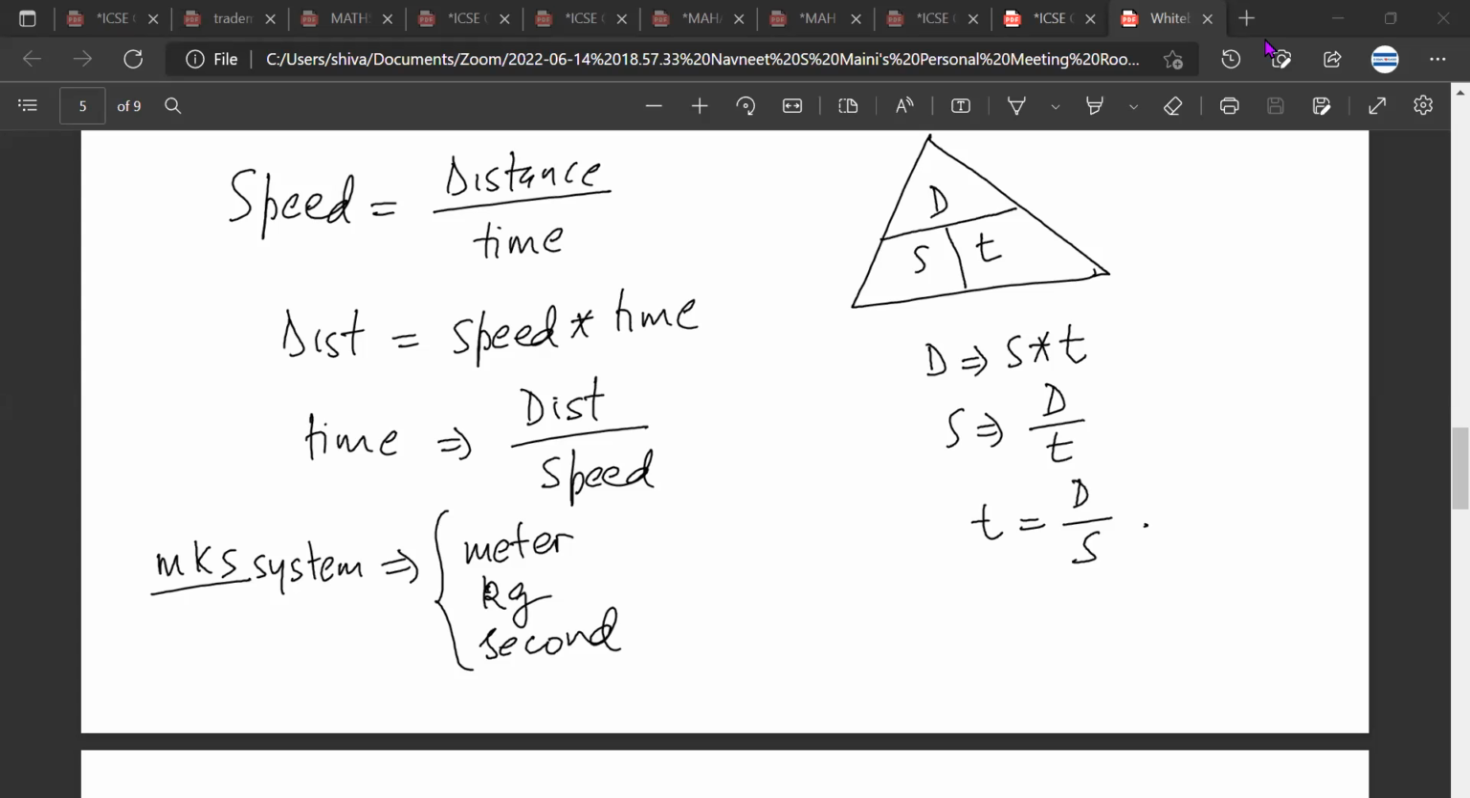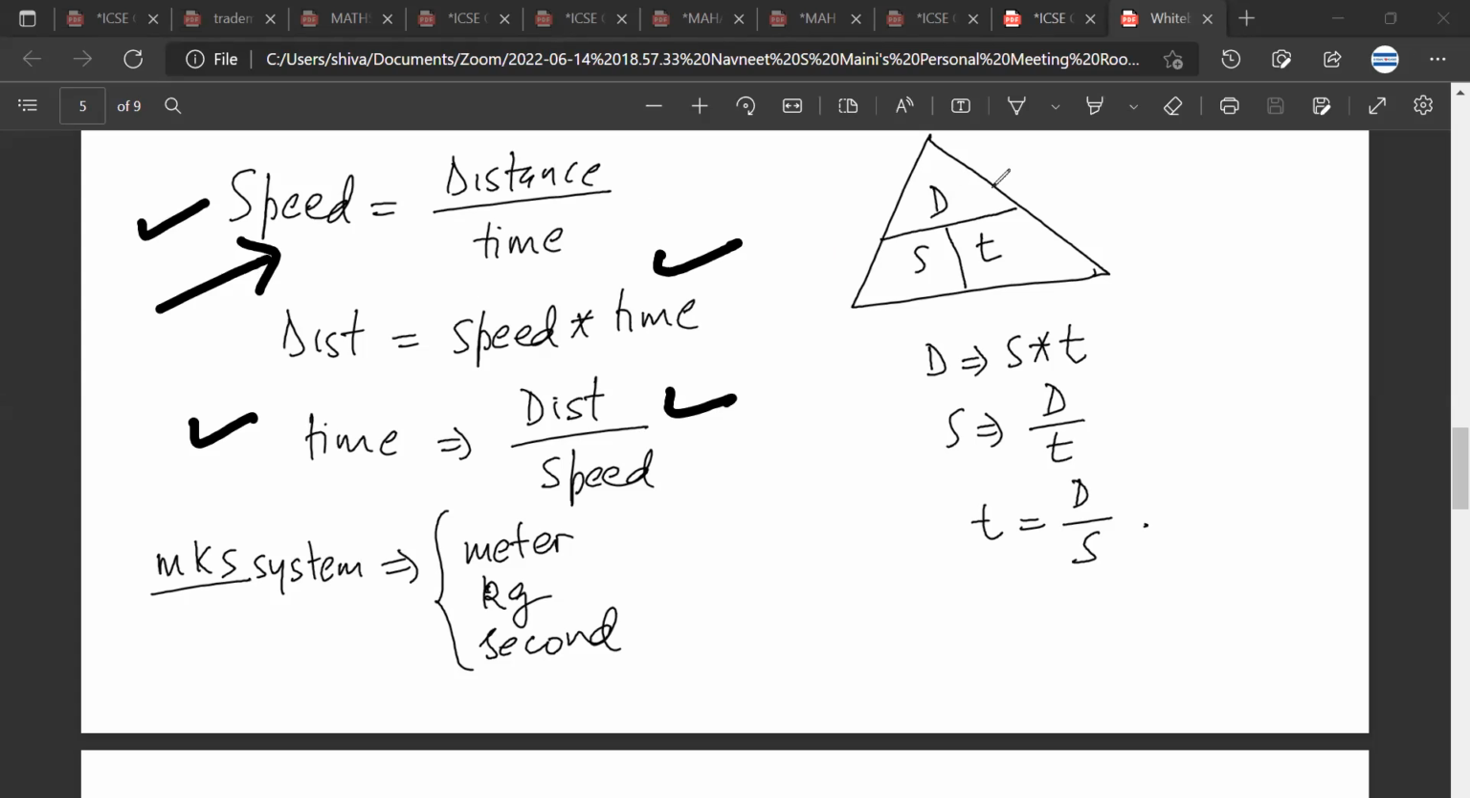So Mr. Chris, speed is equal to distance upon time. Any doubt about this? Are we clear about this? Distance is equal to speed into time. Any doubt? Time is equal to distance upon speed. Any doubt? Sarma ji, any doubt?